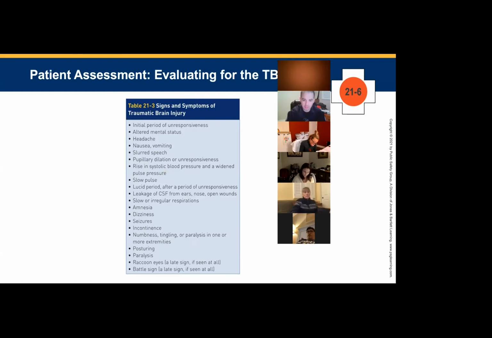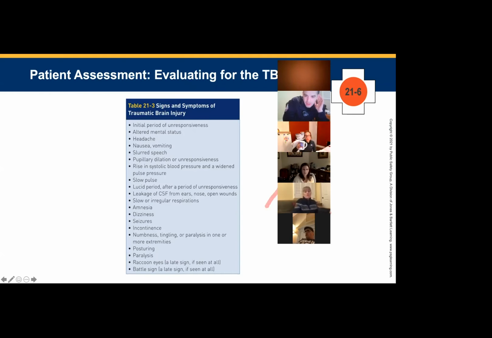We can also have a rise in systolic blood pressure and widened pulse pressure. This is going to be a hallmark, this rise in systolic blood pressure, and also this slow pulse, this bradycardia. And there's a triad that we can reference. Let me grab, draw. There we go. I want to draw. All right.